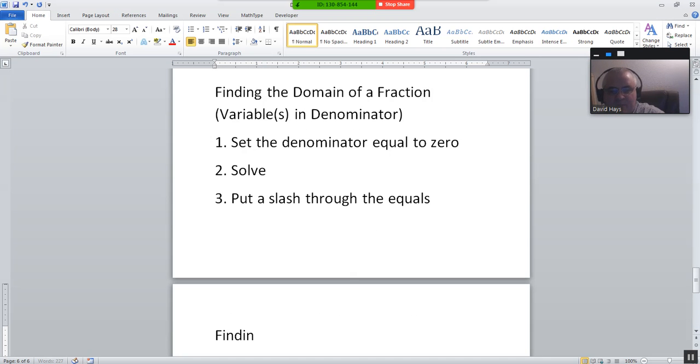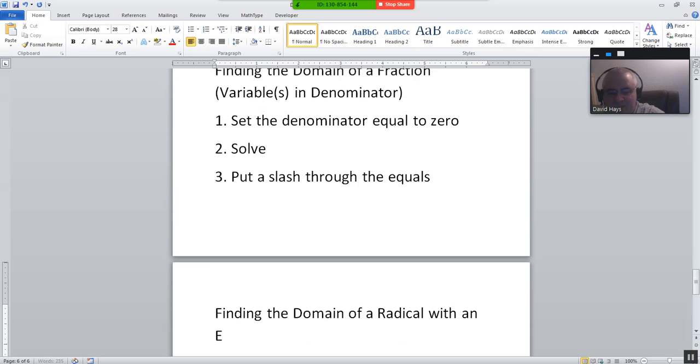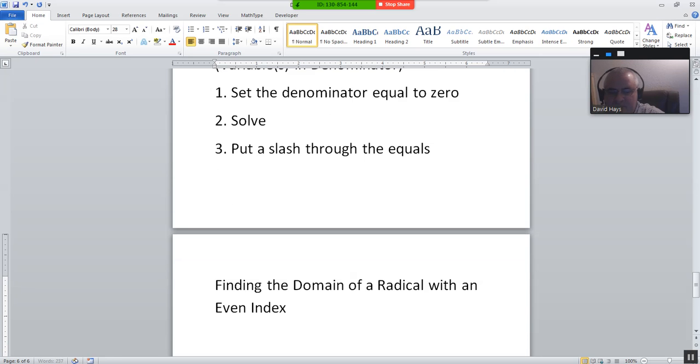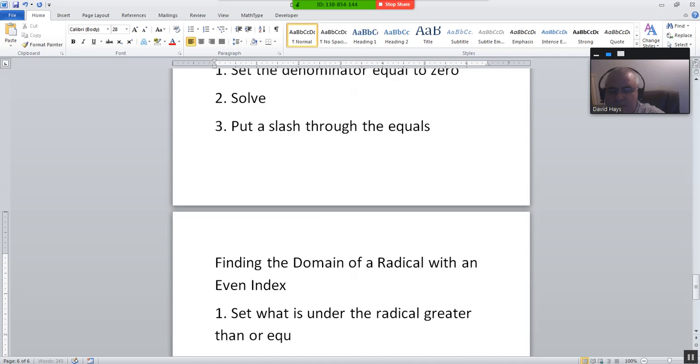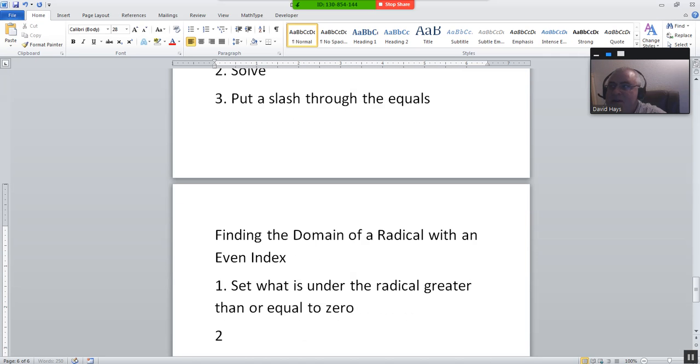Now, if we want to find the domain of a radical with an even index. Step 1: set what is under the radical, the radicand, greater than or equal to 0. And step 2 is to solve.